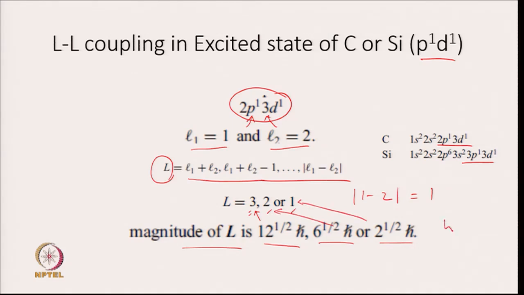The magnitude is h cross root of L into L plus 1. So, 3 into 4, this is h cross into root 12 when L is equal to 3. Similarly, you can calculate for other values of L. So, this is L-L coupling, the small l and l coupling.